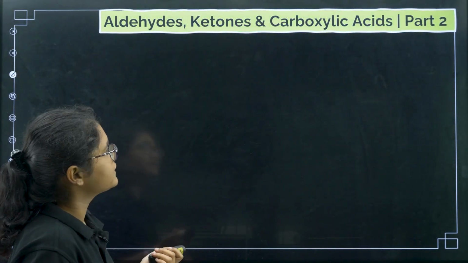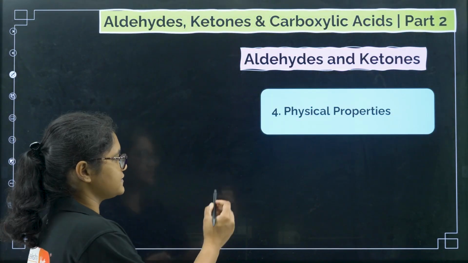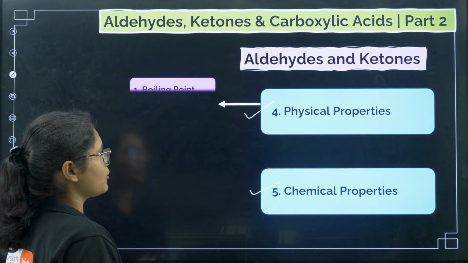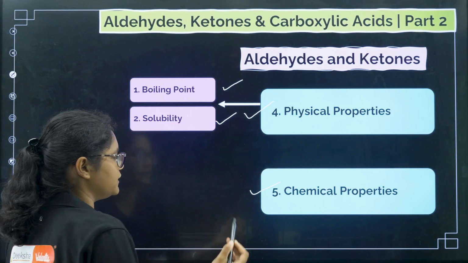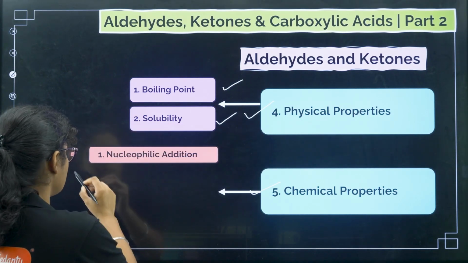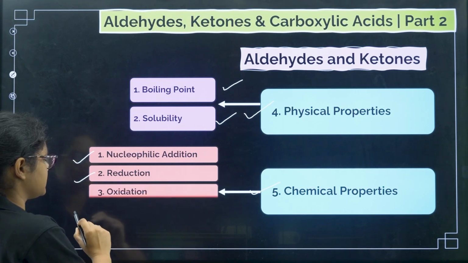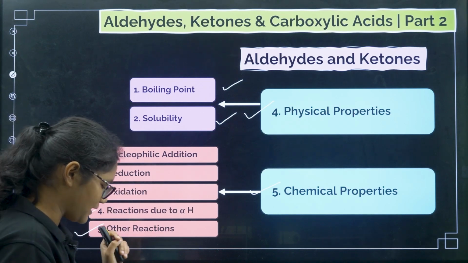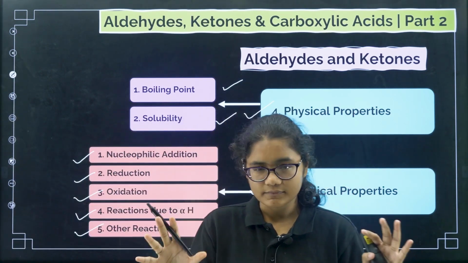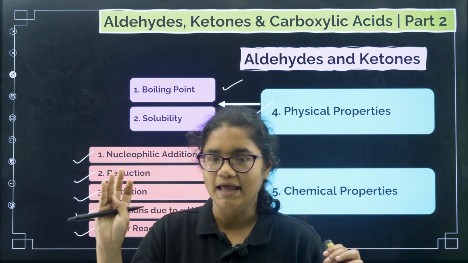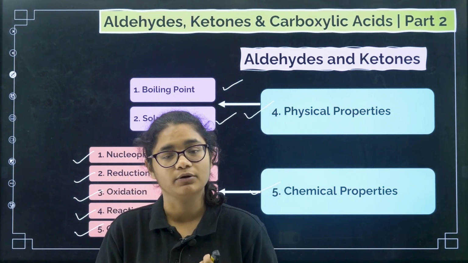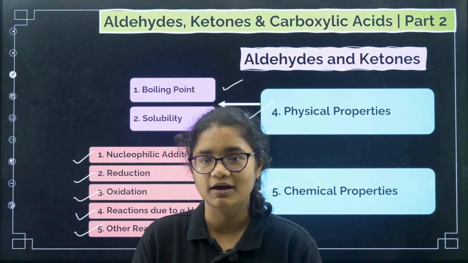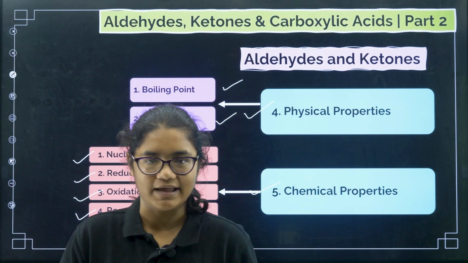Now coming to today's part 2, that is aldehydes and ketones. As I told you, we will be talking about physical properties and chemical reactions. Under physical properties, we will be talking about boiling point and solubility, and in chemical properties, we will be talking about nucleophilic addition reactions, reduction reactions, oxidation reactions, reactions due to alpha hydrogen, and other reactions, okay? So 5 categories we have.